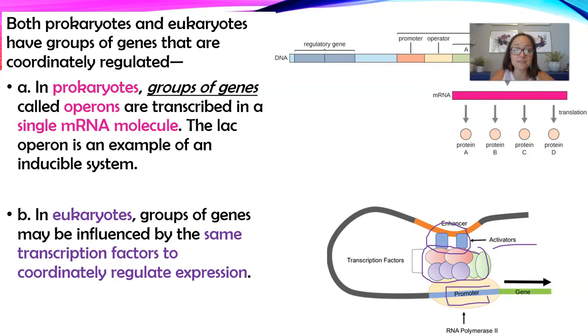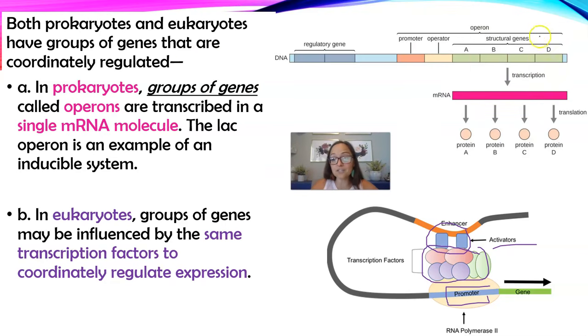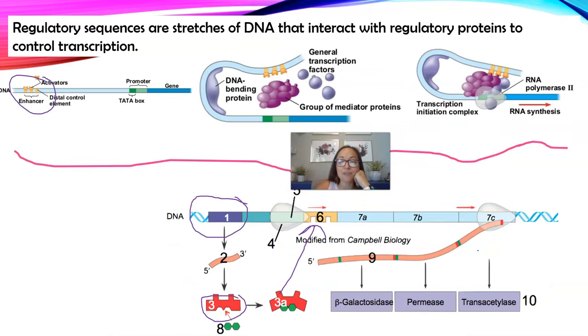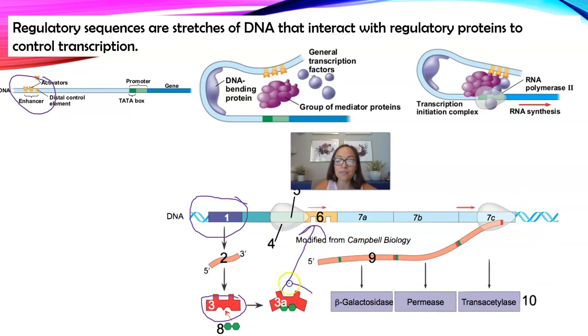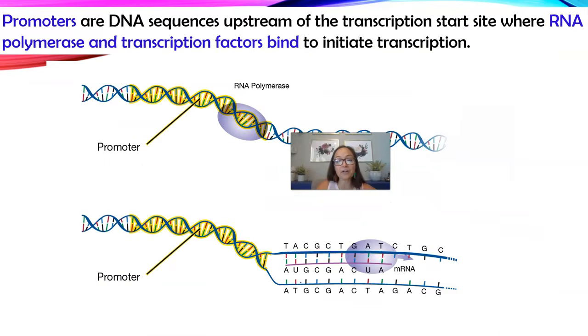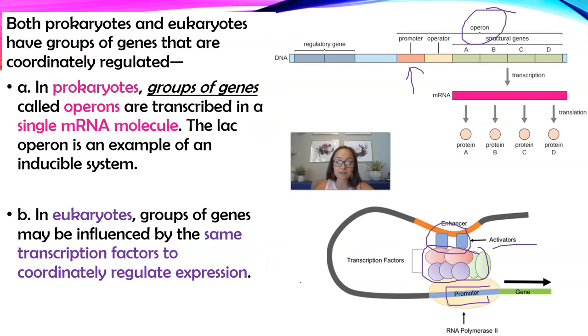Now, prokaryotes, they have groups of genes called operons, and they also have a promoter. However, they don't use specific transcription factors like we do. Instead, they use repressor proteins like we saw, oh goodness, kind of a far way back. They use repressor proteins that will then be involved in turning on or off gene expression in their operons. And so prokaryotes have inducible operons, like your lac operon, or they have repressible operons like the trp operon.